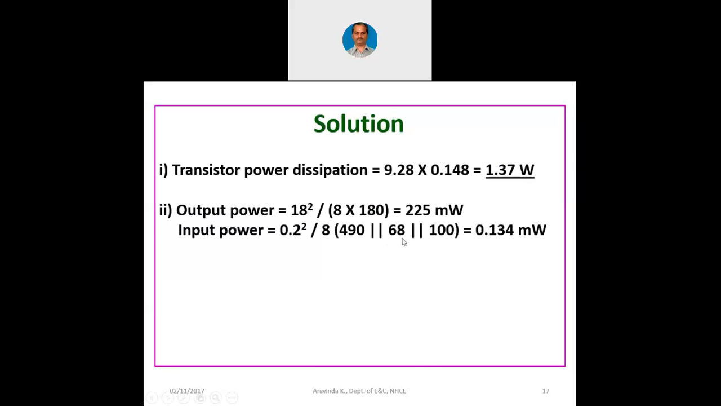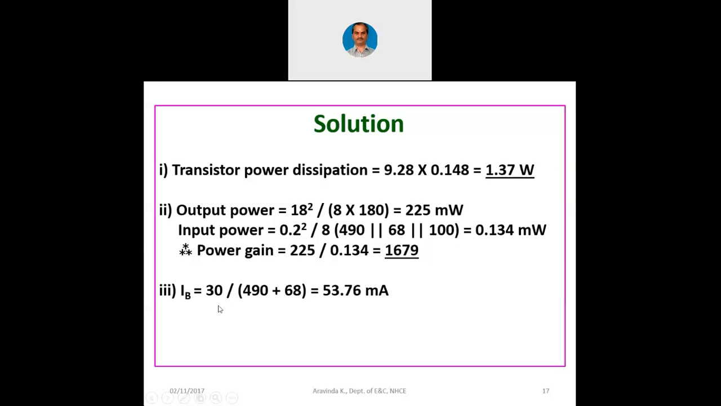490 parallel with 68 parallel with 100. So 0.2 squared, V in squared, divided by 8 into Zin, we get around 0.134 milliwatt. Now when we get this 0.134 milliwatt, the power gain here is 225 divided by 0.134, that is 1679, approximately 1700 times is the power gain. That means the power gain of this amplifier is really very good. Output power by input power is really very good, we can say. What about efficiency? Let us see that now.